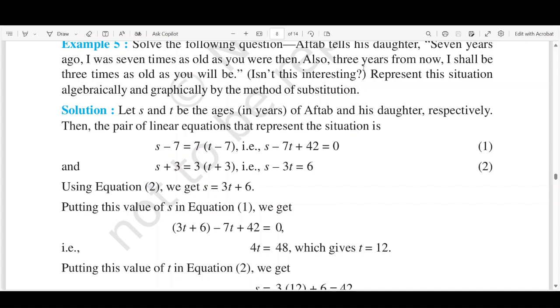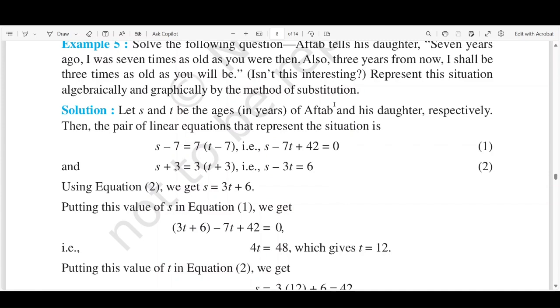From the situation given above, we can form the equations. 7 years ago, his age will be S minus 7 and his daughter's age will be T minus 7. And what he said is 7 years ago his age was 7 times that of his daughter. So S minus 7 equals 7 into T minus 7. When you simplify this you will get S minus 7T plus 42 equal to 0.